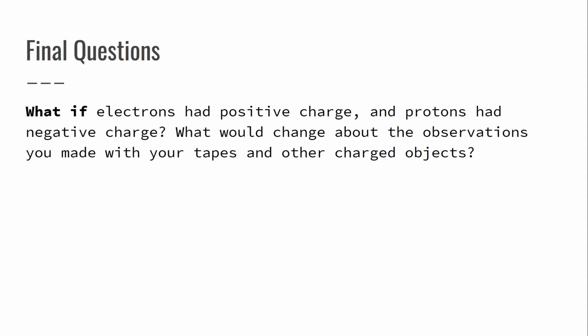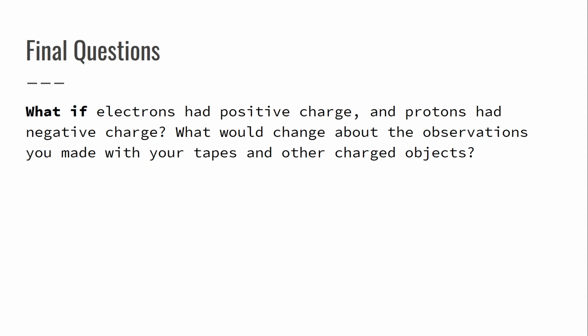Lastly, we needed to answer a couple of final questions. The first of which asks what would happen if electrons and protons change charge. Nothing observable would change besides the tape being repelled by the plastic pen. In the experiments where the U-tapes have a like charge, the U-tapes would still repel, and in the case where the U-tapes interacted with neutral matter, it would still polarize to be attracted.